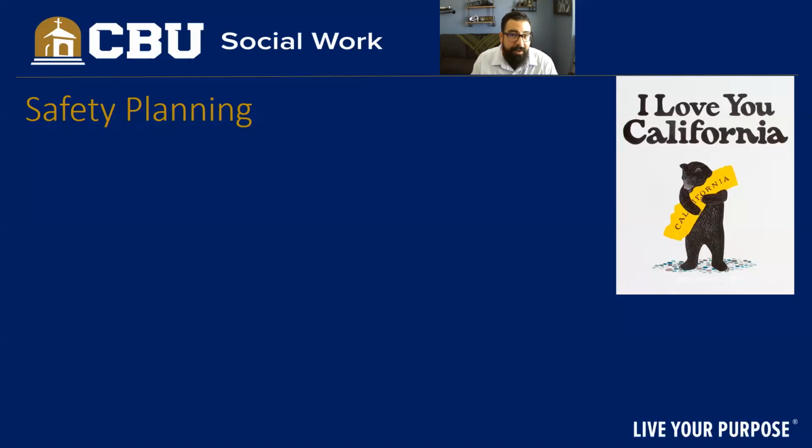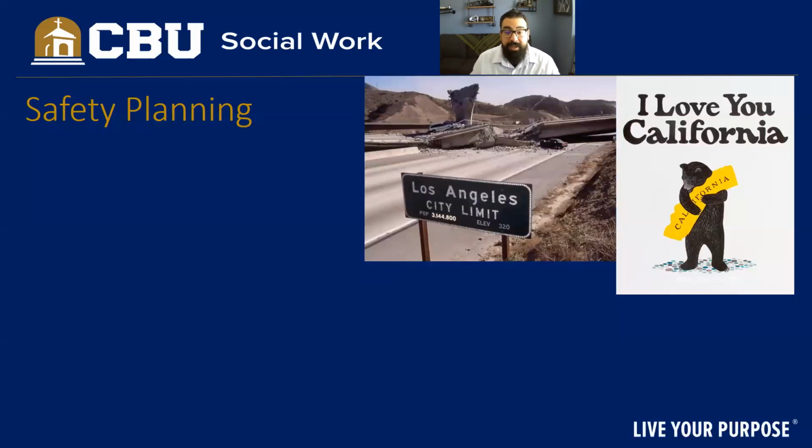But we also know that California has what in terms of our natural disasters? California has earthquakes, right? California has earthquakes. And unfortunately, one of the things that we've learned about earthquakes is we don't get a lot of notice when they're happening. They're pretty unpredictable. And so what we've learned about earthquakes is that we have to plan around earthquakes.